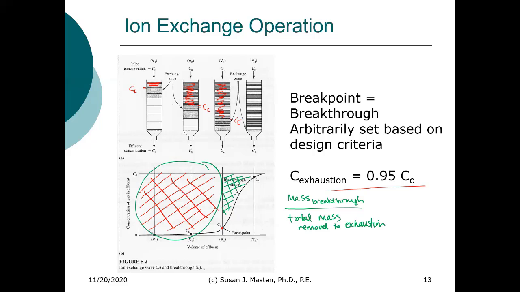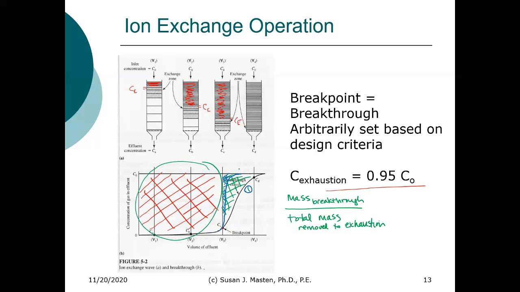If we have a very sharp breakthrough, let me change this. Now we have a very sharp breakthrough that looks more like this. Now, this is that mass. We're still using the same. This is still the mass to breakthrough. This is the mass we can't use. So which one is more efficient?